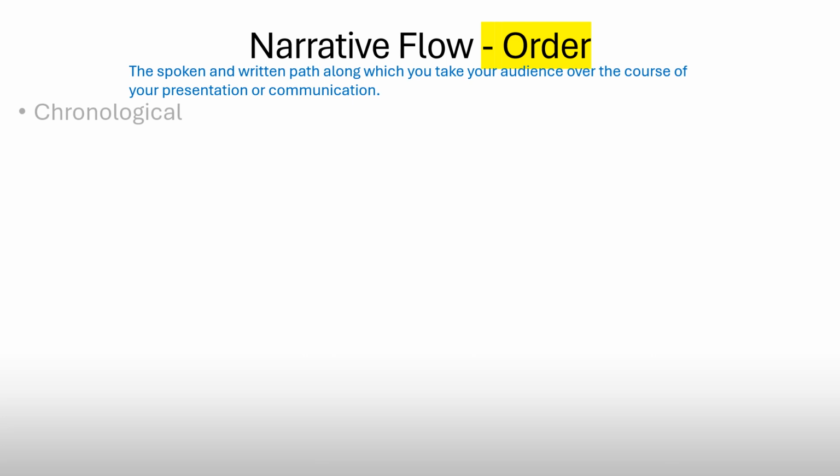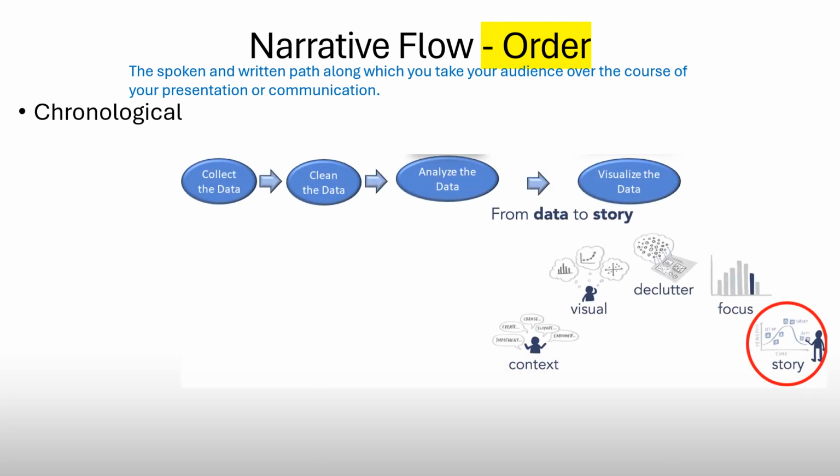Let's consider the narrative flow or the order of your presentation. Your author suggests two strategies, two techniques. The first is chronological. For a chronological narrative flow, your author recommends that you discuss with your audience your data analysis process. But you would not want to include all of the details of your data analysis process.